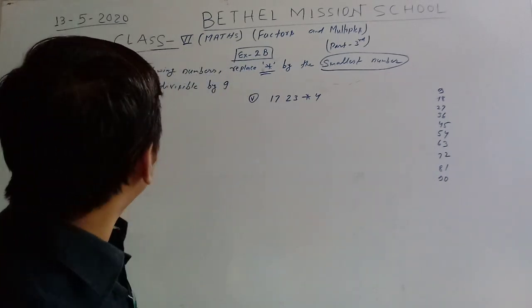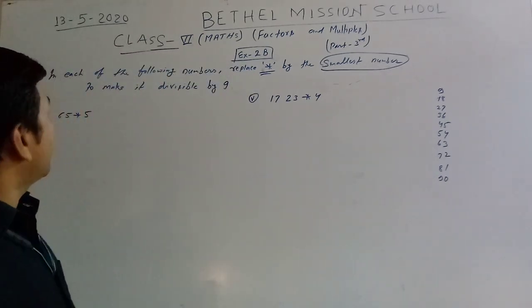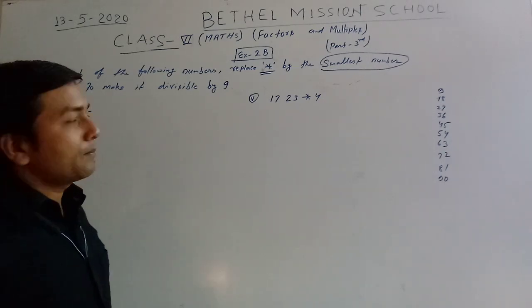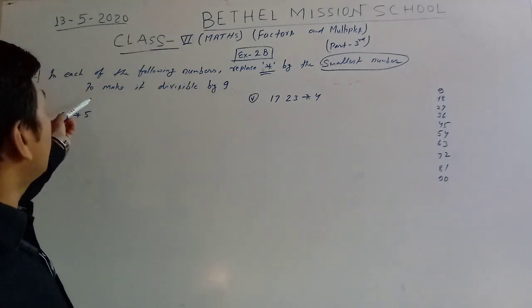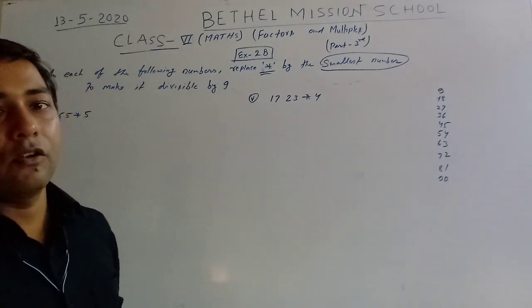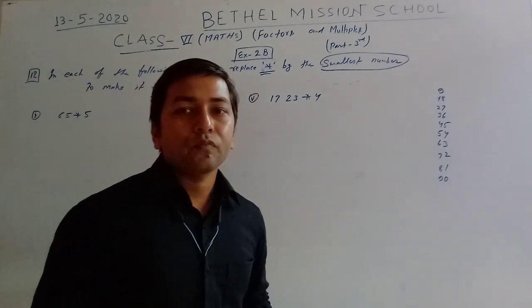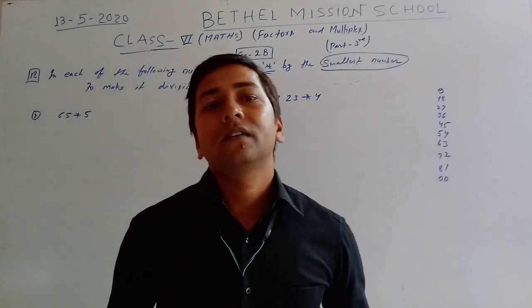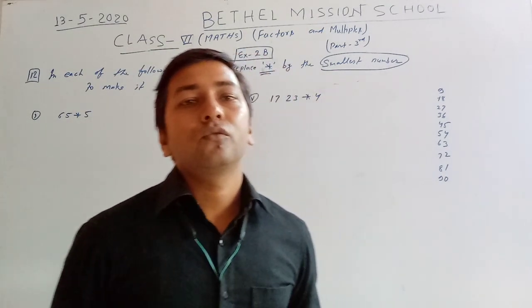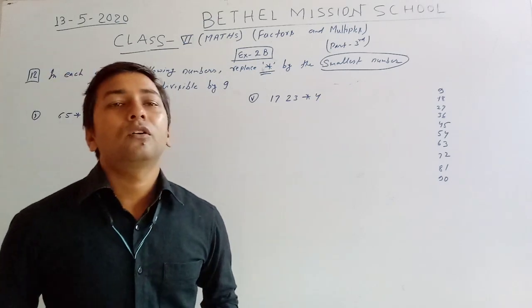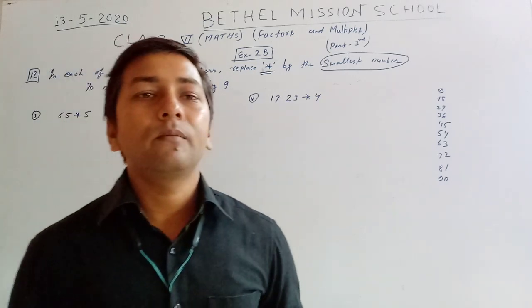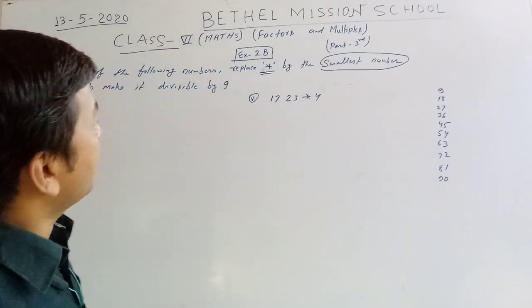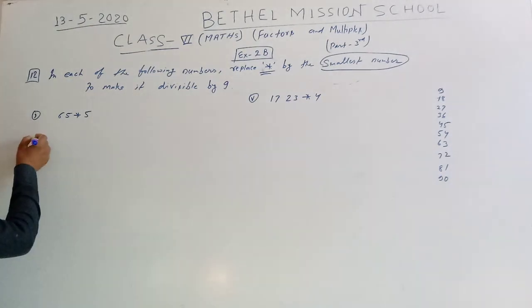Now we solve the 12th question, and the question says: in each of the following numbers replace the star by the smallest number to make it divisible by 9. Now 9. Okay, so it is similar to divisibility by 3, and we also have to check that if the sum of all digits of the given number is divisible by 9, then the number will be divisible by 9. Okay, same as question 11.